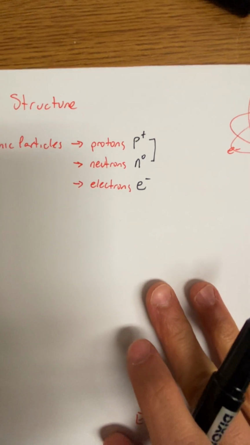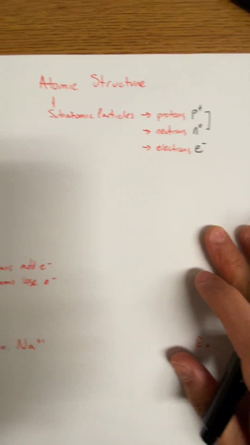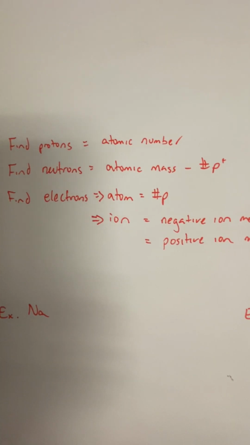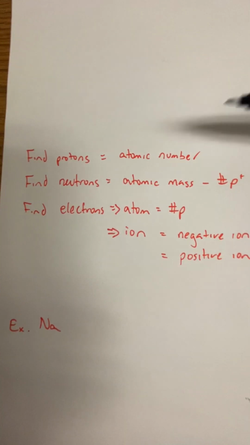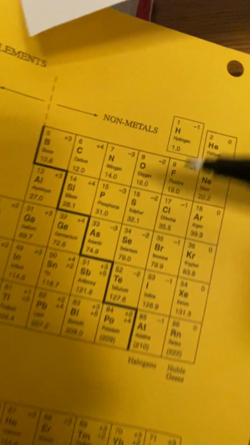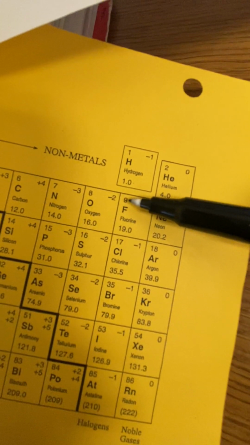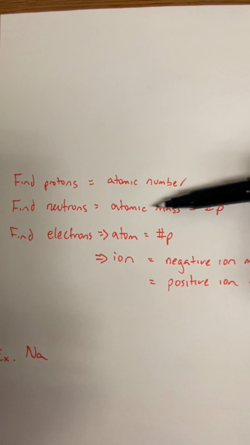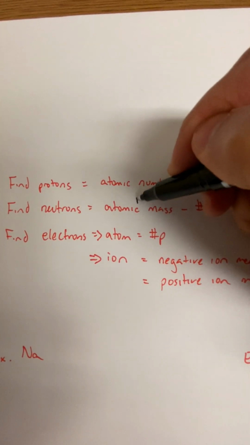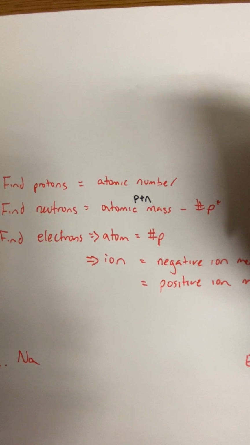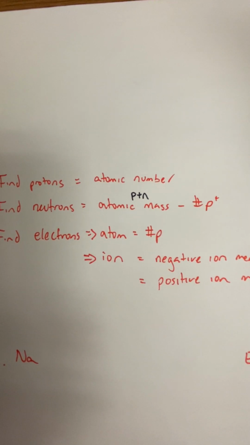We have to be able to find and use the periodic table to help us find each number or quantity of subatomic particle. To find the number of protons, we're going to utilize the atomic number. If we look at our periodic table, we can use these numbers, which are known as the atomic numbers, to tell us the number of protons. To find the number of neutrons, we take the atomic mass, which is actually a combination of both protons and neutrons, and we subtract the number of protons. That leaves us with just the number of neutrons.